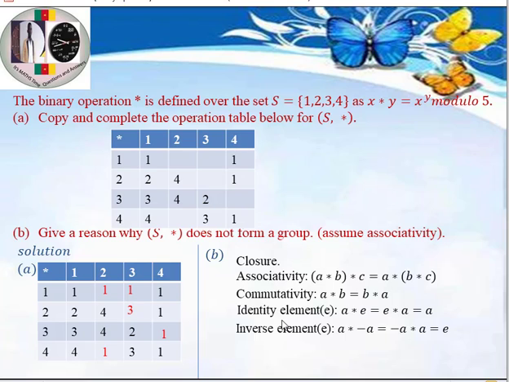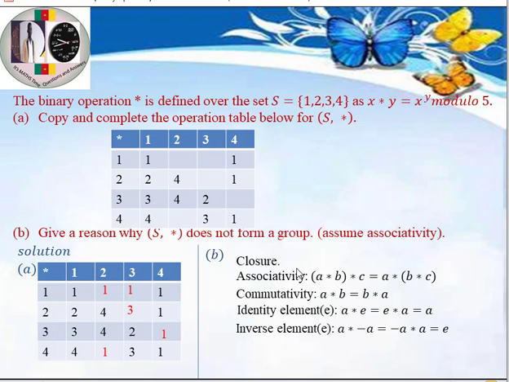In the case of this problem, if they ask us to give a reason why S star does not form a group, I can say that since the operation is not commutative under star, then it does not form a group. Or I can say that since there is no identity element, we cannot call S star a group. Those are the reasons why S star does not form a group.